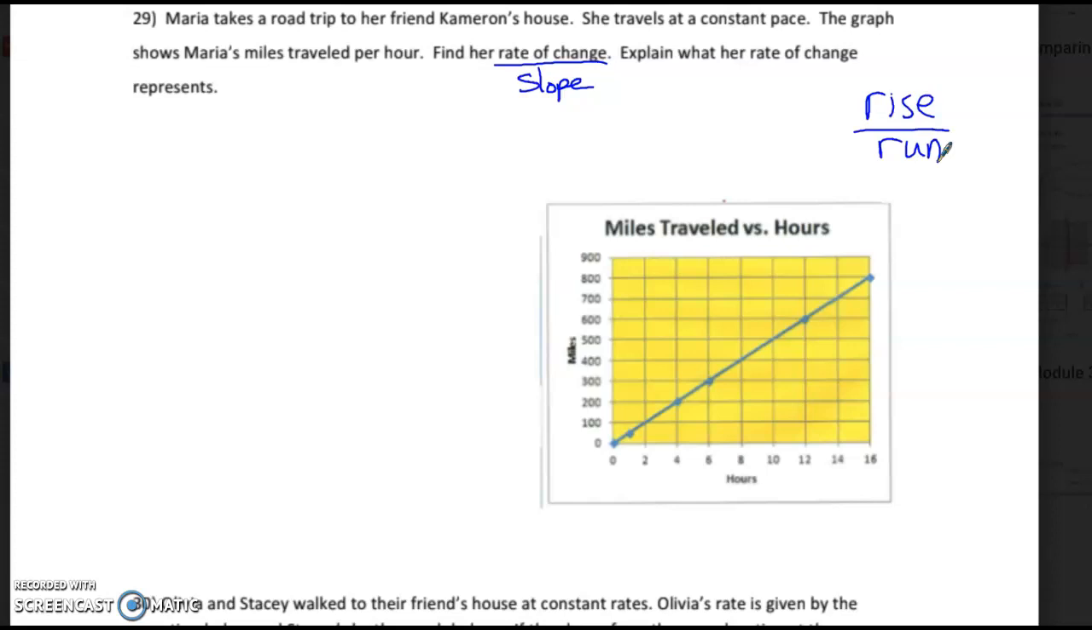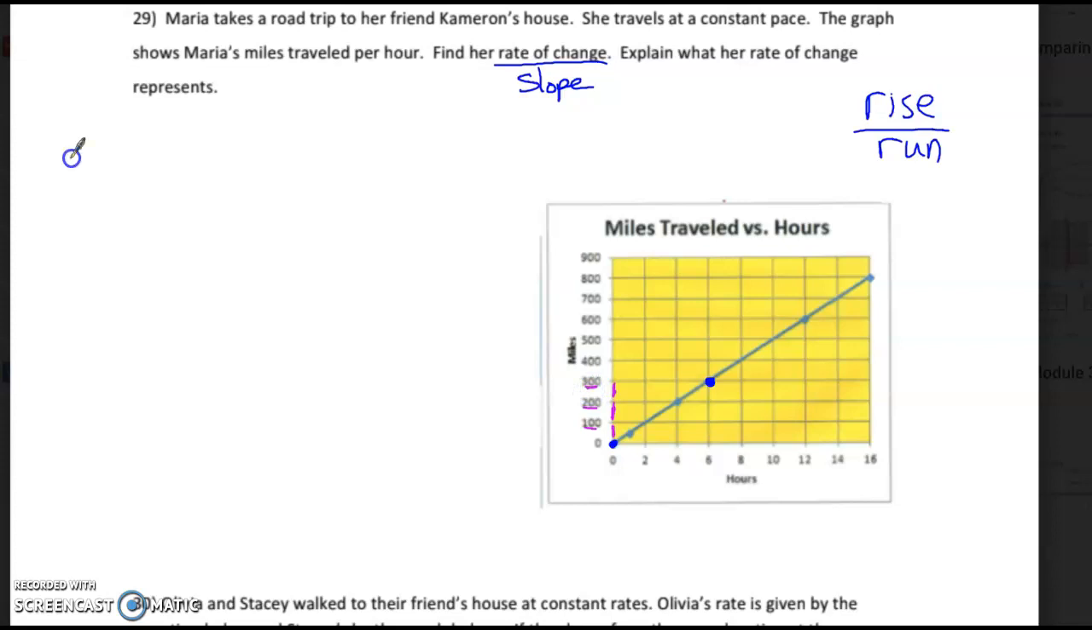Okay, so I'm going to pick 2 points. I'm going to pick points that are easy to see and measure. Okay, so I'm going to pick these 2 points. Right here at 0, and then I'm going to do rise. So I have to rise 1, 2, 3. However, I have to be careful because when I look at my measures, it's 100, 200, 300.